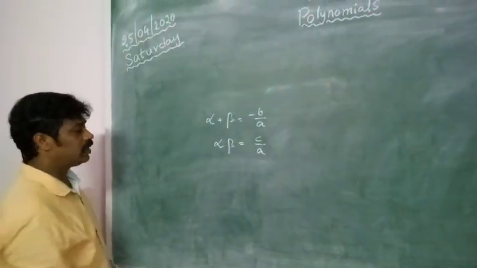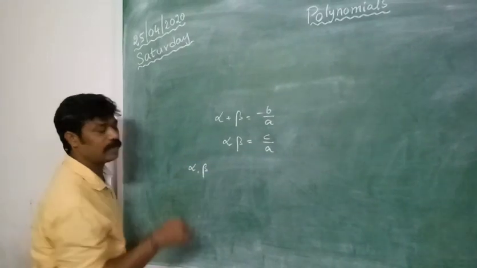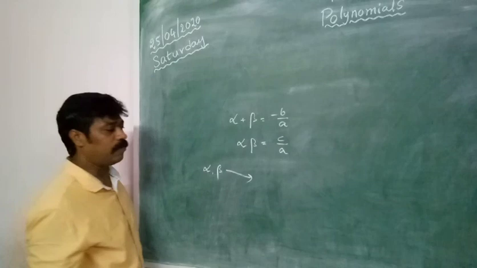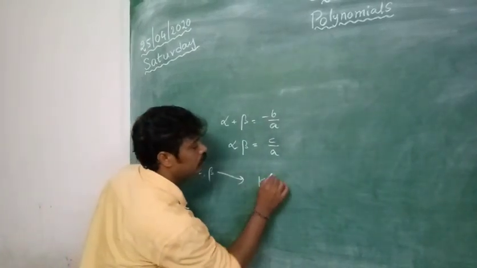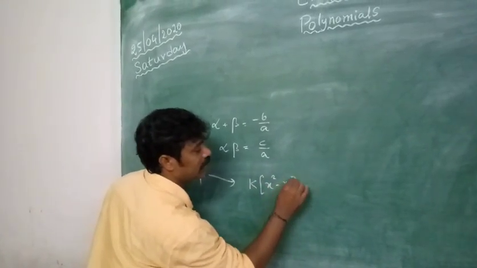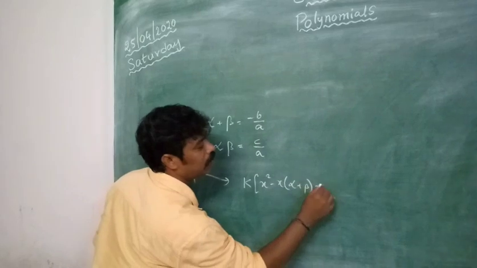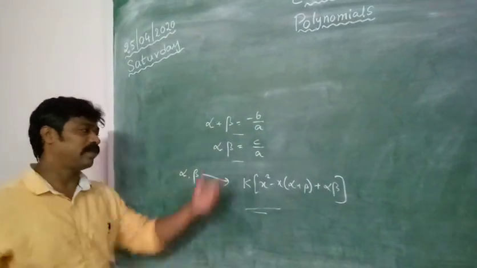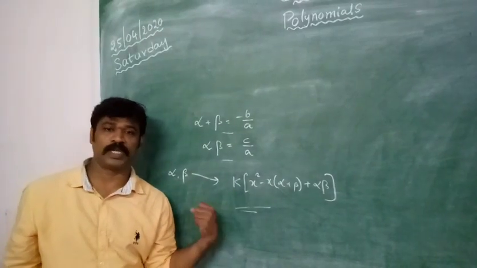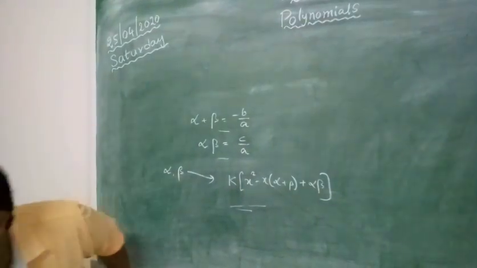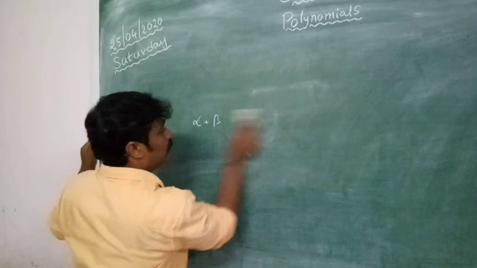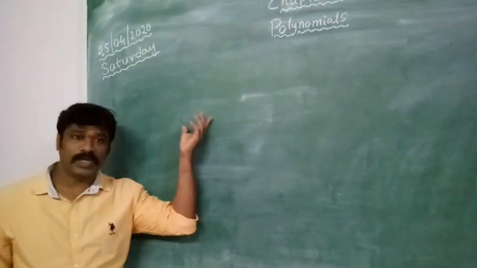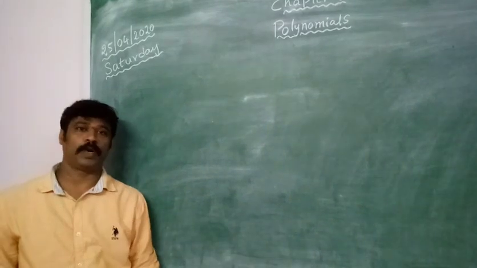And also we learned that if you know the zeros of the polynomial and you want to find the quadratic polynomial, then the formula is k into x square minus x into alpha plus beta plus alpha beta. So in last class we have learned the proofs of this and also we have taken some examples. Now today we are going to learn, if you know the zeros, then how to find the quadratic polynomial.